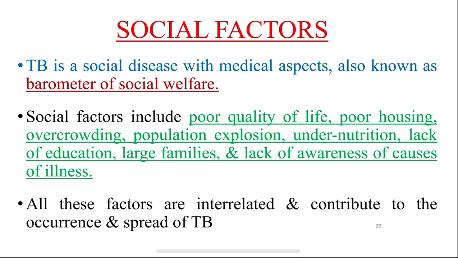Moving further to the social factors. Tuberculosis is a social disease with medical aspects. It is also known as a barometer of social welfare. The social factors can include many non-medical factors. The non-medical factors which are stated here are poor quality of life. So we know that the social factors responsible for TB are poor quality of life, poor housing, the overcrowding which is seen in the slums, in the backward classes, and the population explosion, undernutrition, malnutrition, smoking, alcohol abuse, and the lack of education.